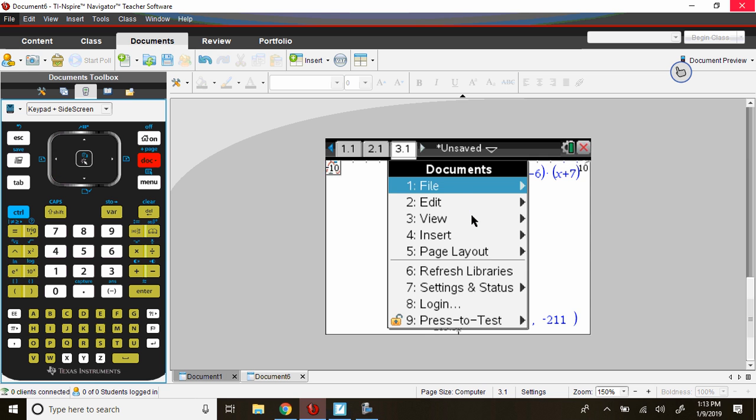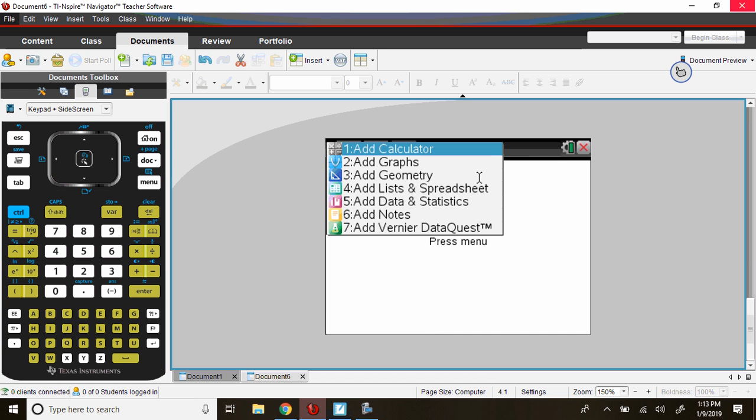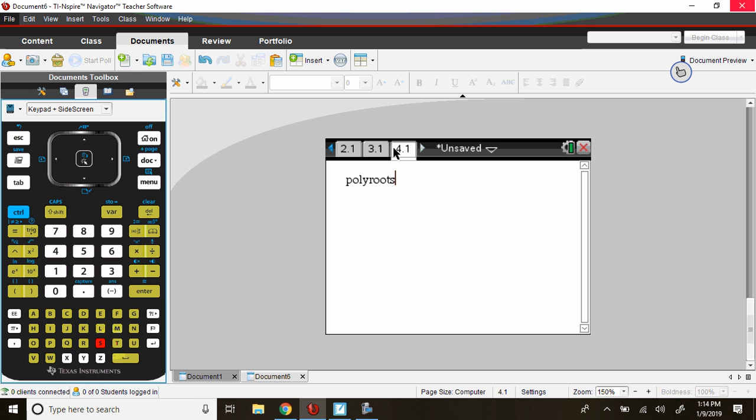So anyway, we're going to go doc, insert, problem, calculator page, and there's a command that'll find the roots of a polynomial. Remember it? Polyroots. Just type it in. P-O-L-Y. Who do we appreciate? Polyroots. It was x squared minus 8x minus 13, and then I need to put a comma x. Boom.